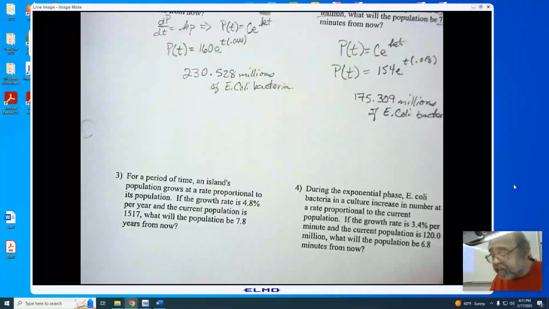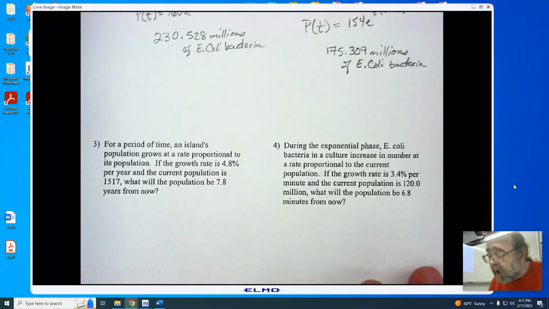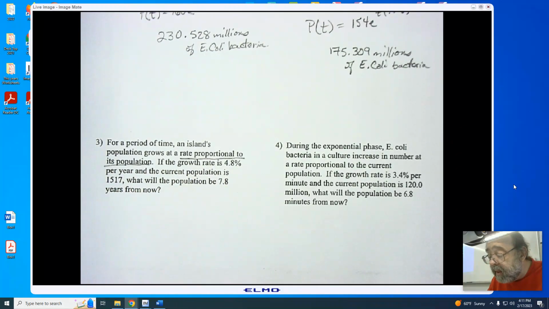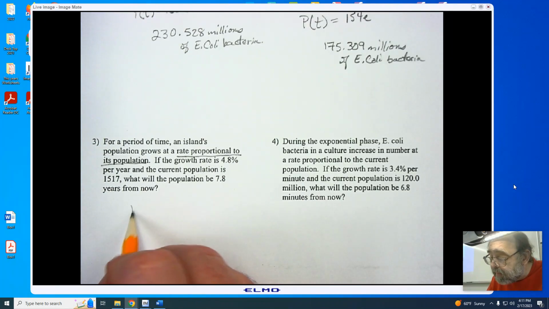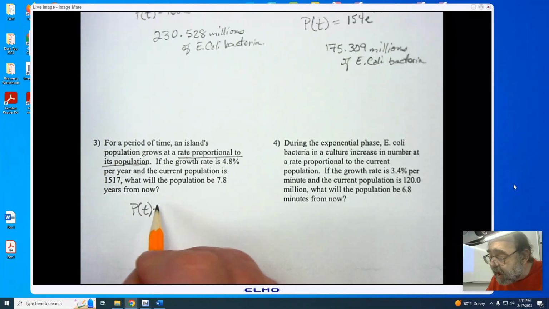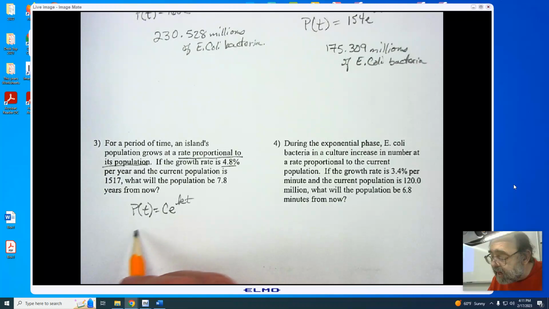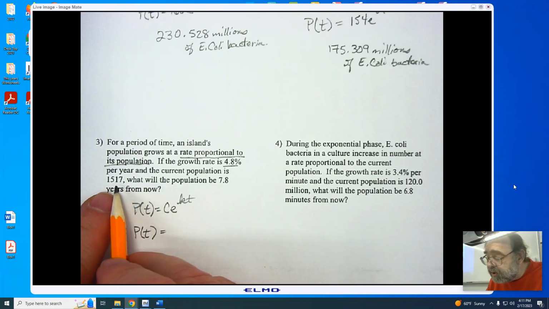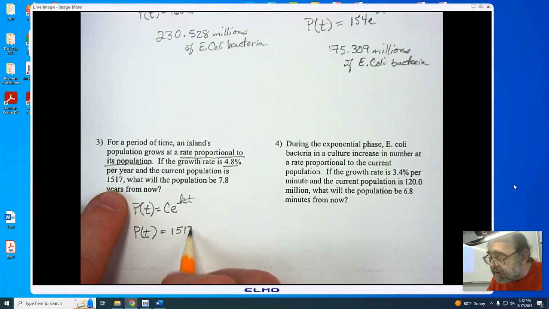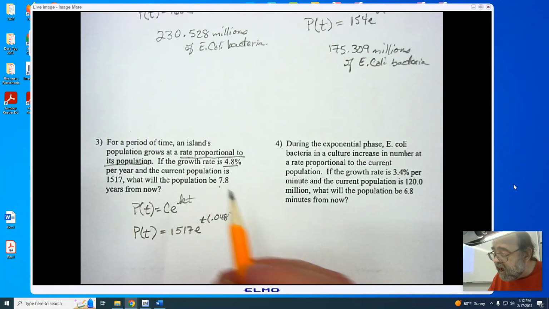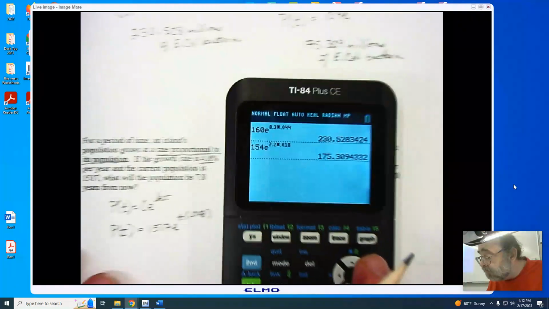Going to number 3. For a period of time, an island's population grows at a rate proportional to its population. Those are the words that we're looking for to know that the population in terms of time is now Ce^(kt). If the growth rate is 4.8%, I'm putting my P of t, the current population is 1,517. I'm going to put t times 0.048. We want to know the population in 7.8 years from now, so we're going to plug that in.